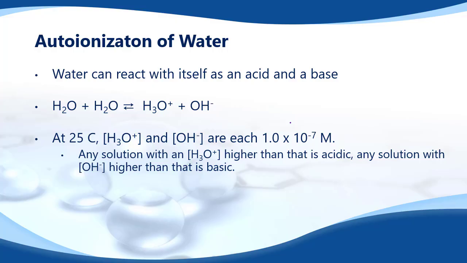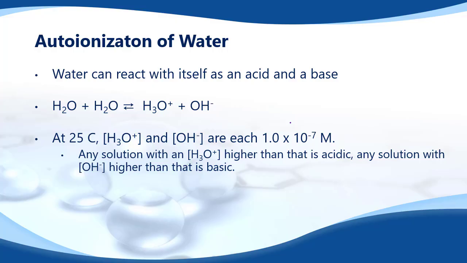So what I'm going to do here is correct something that I told you in the first video for this chapter, which wasn't quite true. I said above 7 is basic, below 7 is acidic, and 7 is neutral. That's not technically the case.